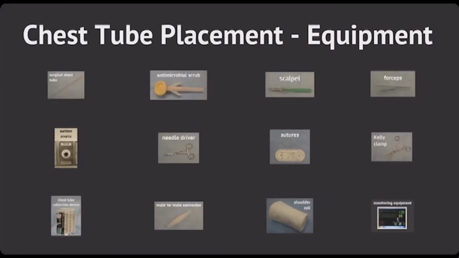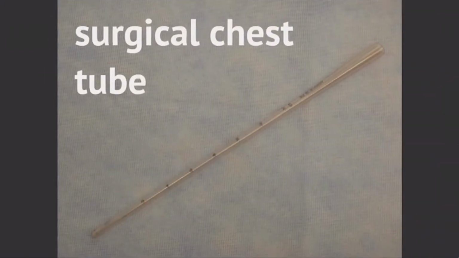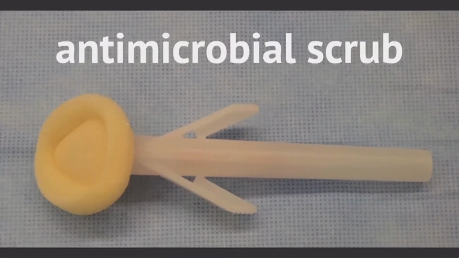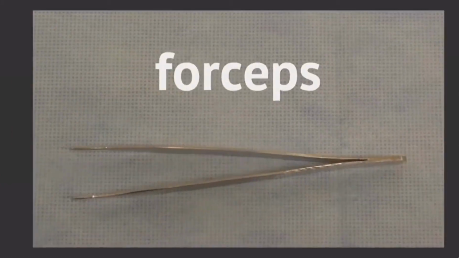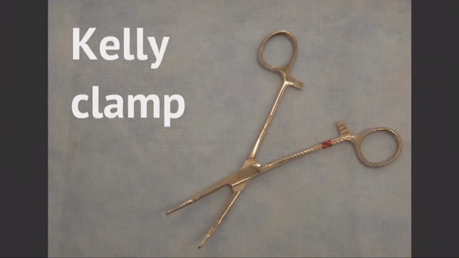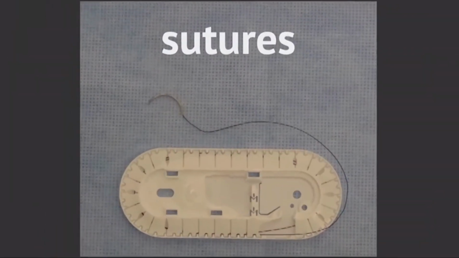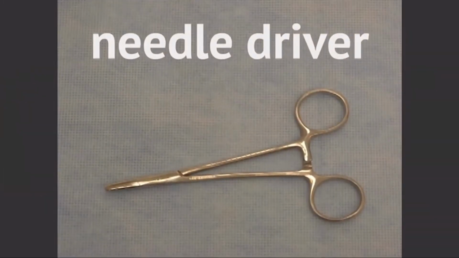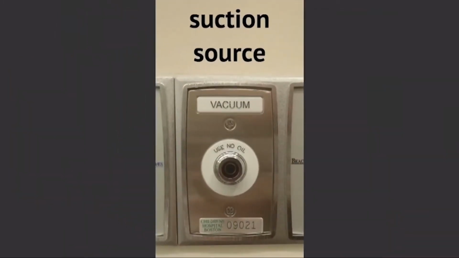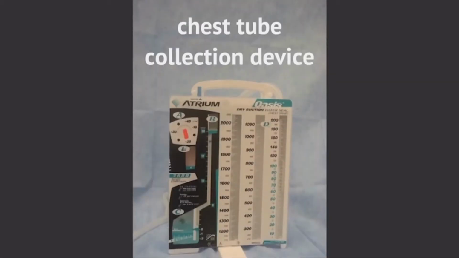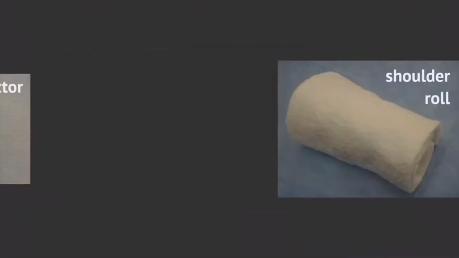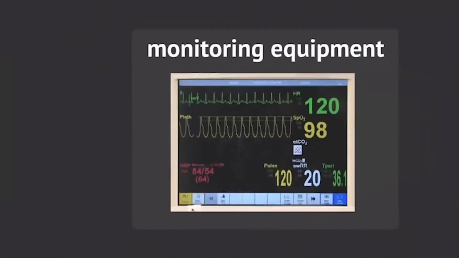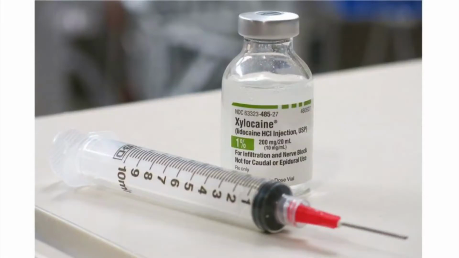You will need the following equipment to perform the procedure: chest tube, antimicrobial scrub, scalpel, forceps, Kelly clamp, sutures, needle holder, suction source, chest tube drainage system, connectors, shoulder roll, monitoring equipment, and local anesthetic agent.